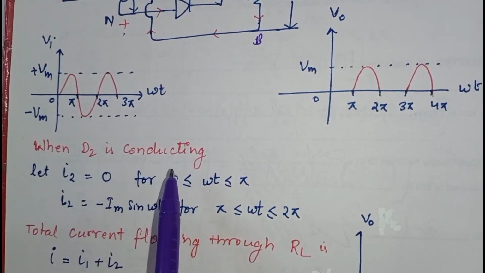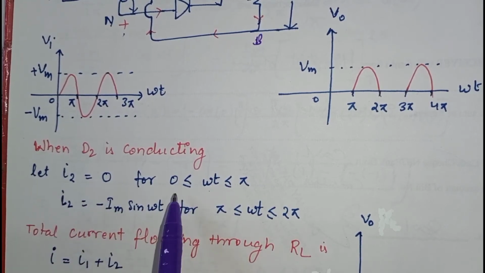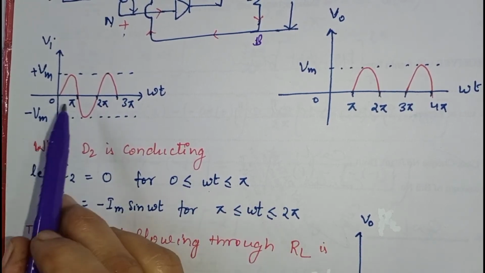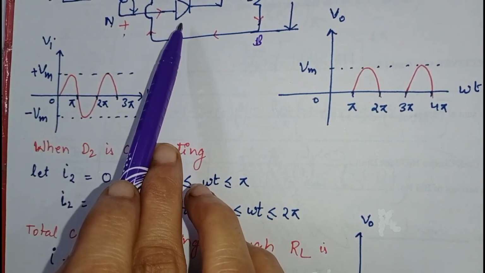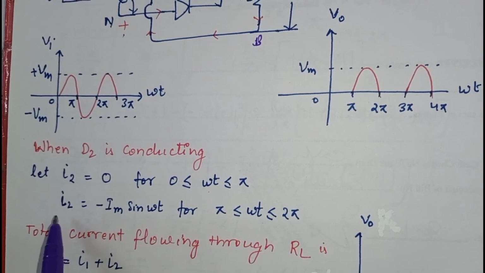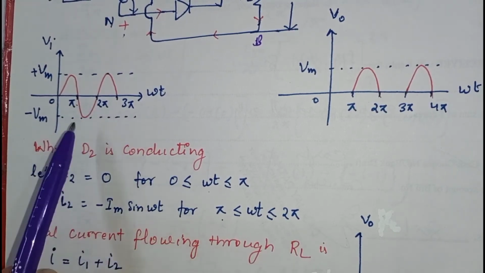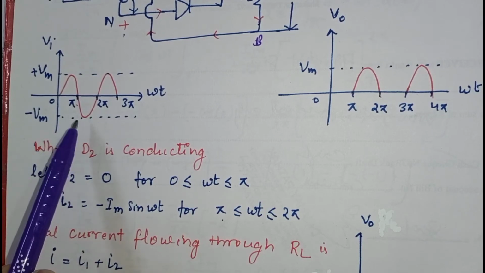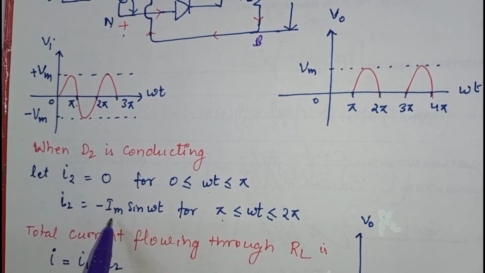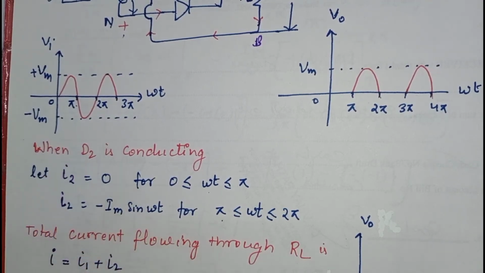When diode D2 is conducting, let the current be I2, and this I2 is 0 for the period 0 to pi, because this is the positive half cycle and no current is flowing through this diode D2 in this period. And I2 is equal to minus Im sin omega t for the period pi to 2 pi. From pi to 2 pi, as the maximum input voltage is minus Vm, the current will be maximum. This is minus Vm because the input is negative in this case.